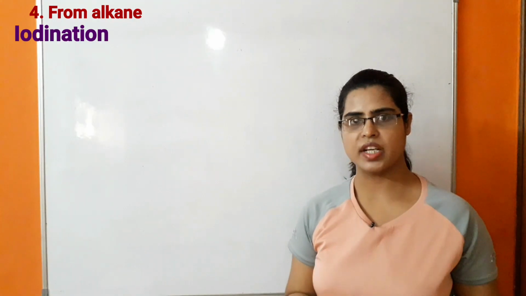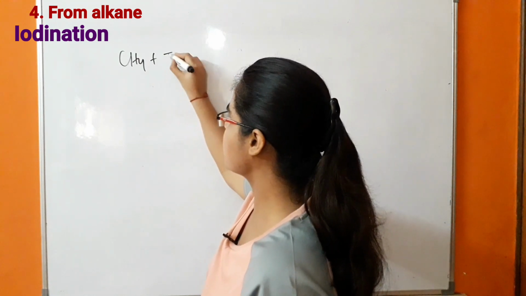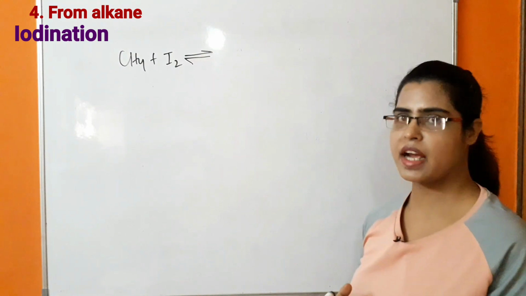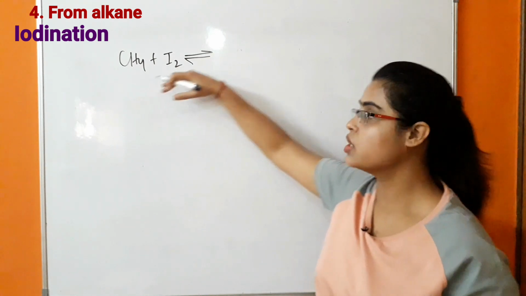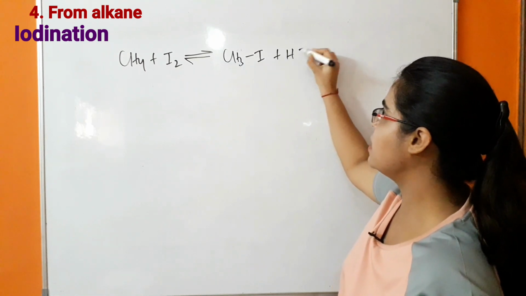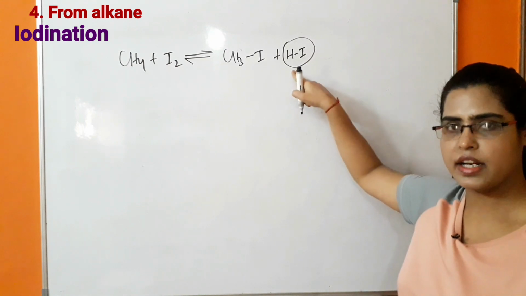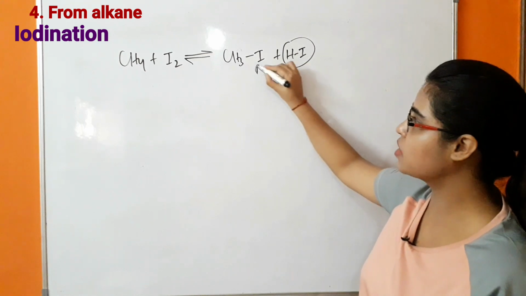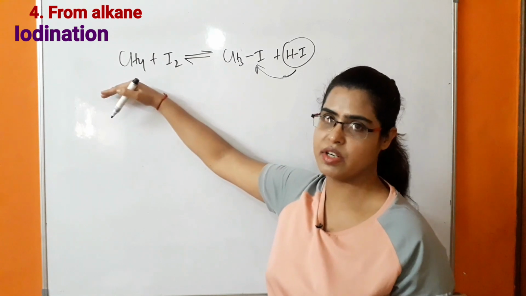The next reaction is iodination of alkanes. In the case of iodination, when CH4 reacts with iodine, this reaction is reversible because the reactivity of iodine towards substitution reaction is the least. In this case, methyl iodide and HI are formed. Hydrogen iodide is a moderate reducing agent, so it will again react with methyl iodide. Because of that, this reaction is reversible.